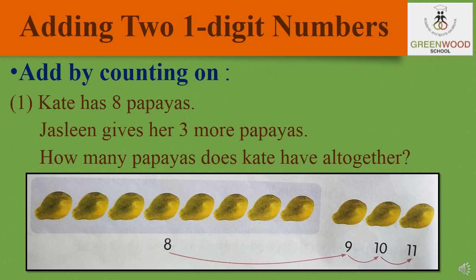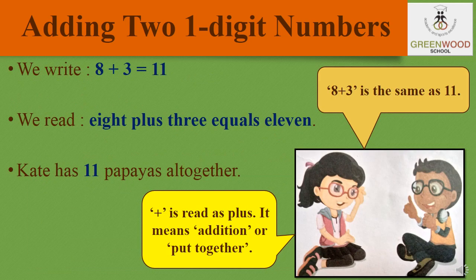That means here we have to add 8 and 3. As you can see in the picture, first there are 8 papayas. So after 8 we will start counting. What comes after 8? 9. So 9, 10, 11. So I can say that Kate has 11 papayas altogether. We read it as 8 plus 3 equals 11. The sign is read as plus. It means addition or put together.